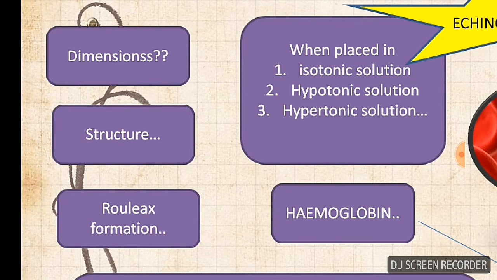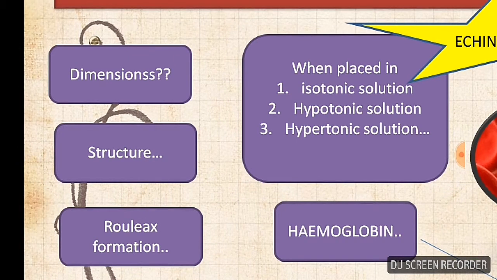In the dimensions, if you see from the surface view, it is a circular disc, okay, and it has a diameter of 7 micrometers. If you come to the range of this diameter in surface view, we have 6.5 to 8.5 micrometers. Fine, this is the surface view. And then if you come to the side view, you have a biconcave shape and its maximum thickness is 2 micrometers.